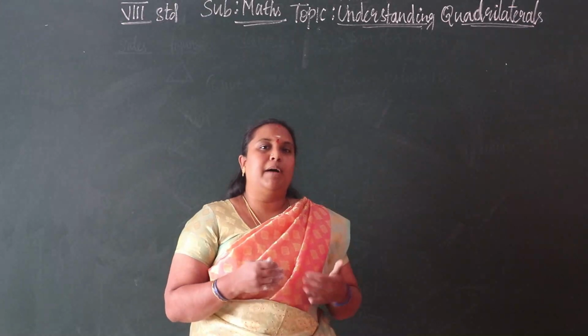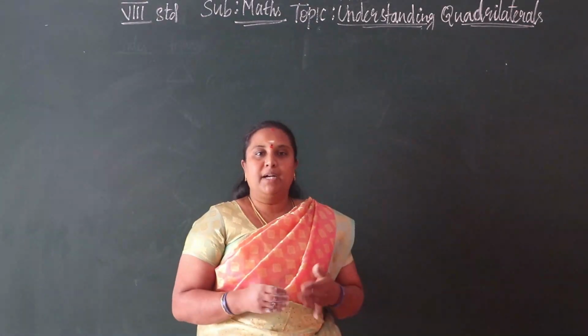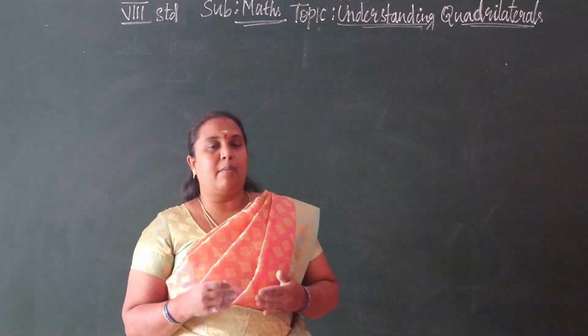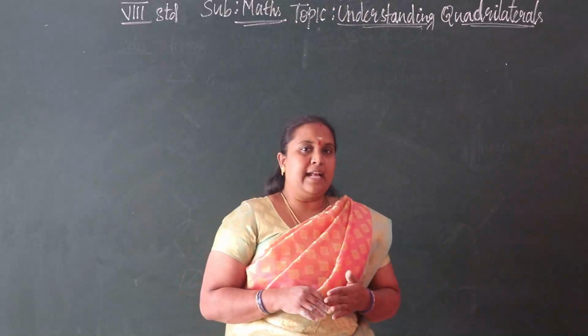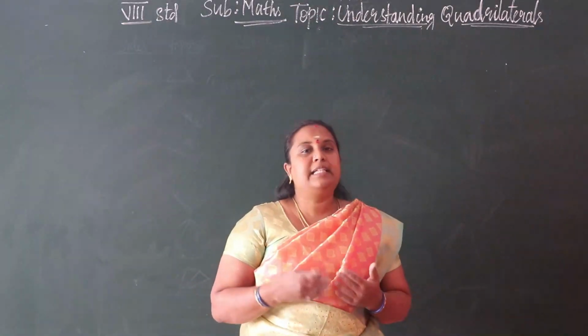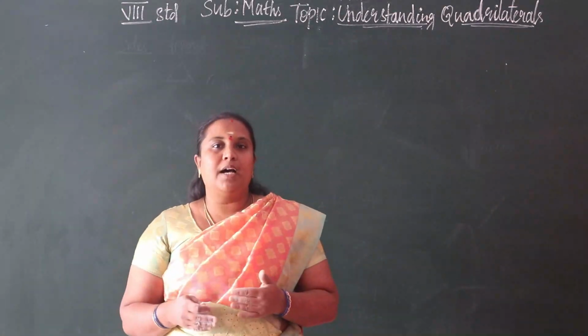How are we writing that? By formation of triangles in a polygon. But here we are talking about the exterior angles of a polygon, the sum of the exterior angles of a polygon. The sum of the interior angles of a polygon, we write by the formula.